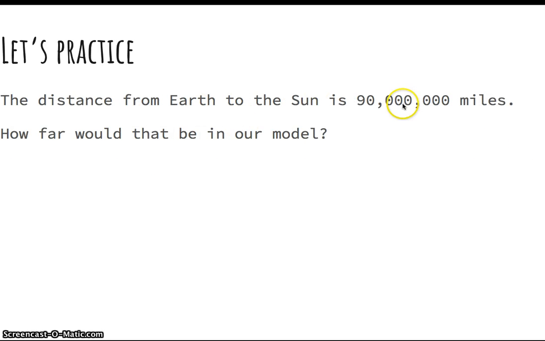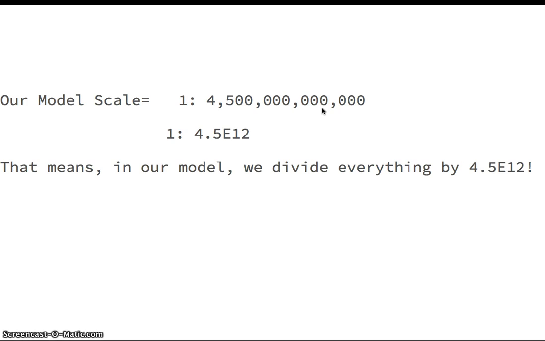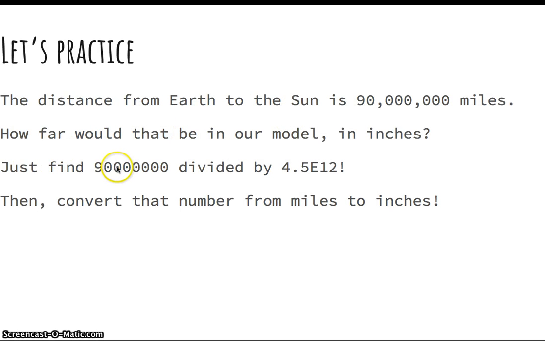So let's practice. The distance from Earth to Sun is 90 million miles. How far away would that be in our model? So in our model, if a salt grain is the Sun, how far away would the Earth be? We already figured out that the nearest star is 5 miles away between those 2 grains of salt. So this is going to be smaller. What we have to do is take 90 million miles and divide it by our scale size, 4.5 E12. And that's going to be in miles. We're going to have to convert that number from miles to inches.